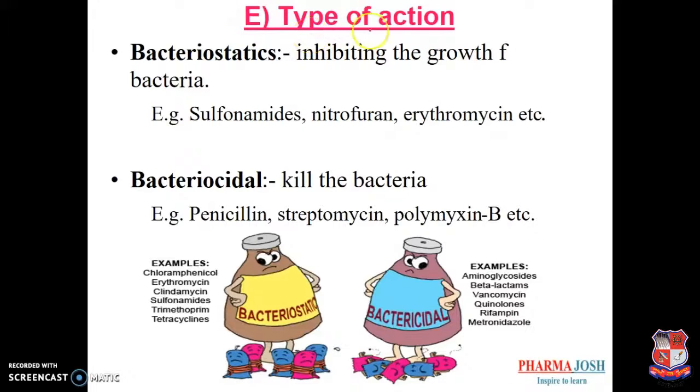Next variety is the types of action. The drugs produce bacteriostatic as well as bactericidal action. Bacteriostatic means these agents inhibit the growth of bacteria: sulfonamides, nitrofurans and erythromycin. Bactericidal means these drugs kill the bacteria: penicillins, streptomycin and polymyxin B. According to this photograph, these drugs only inhibit the bacteria by binding, not killing; this is called a bacteriostatic agent. These drugs kill the bacteria; this is called a bactericidal agent.